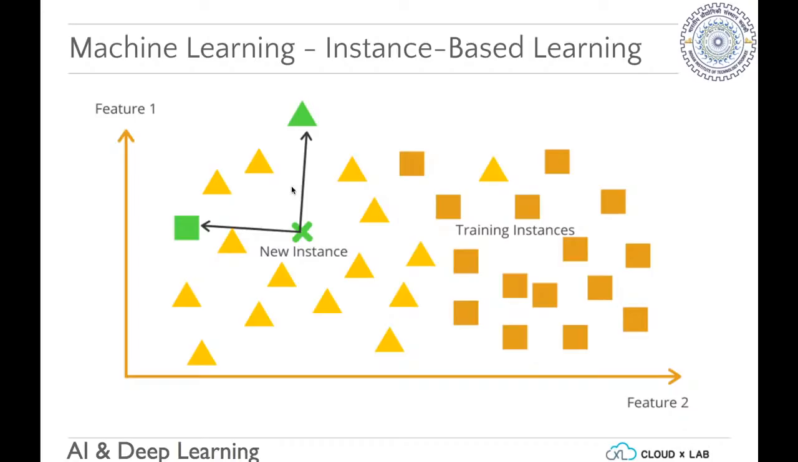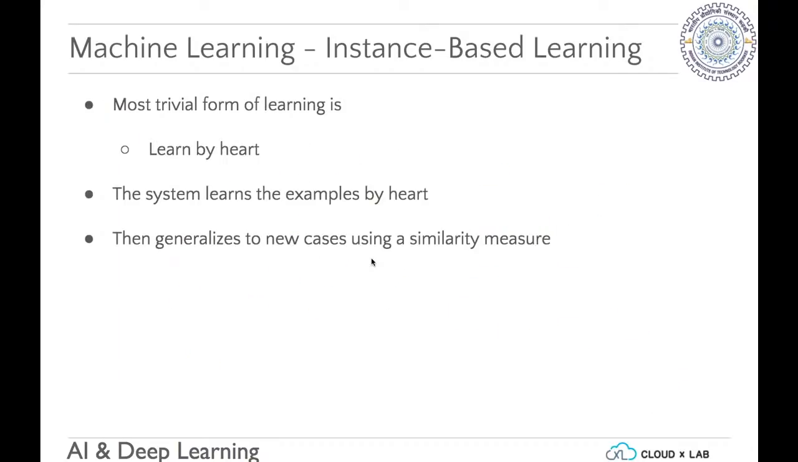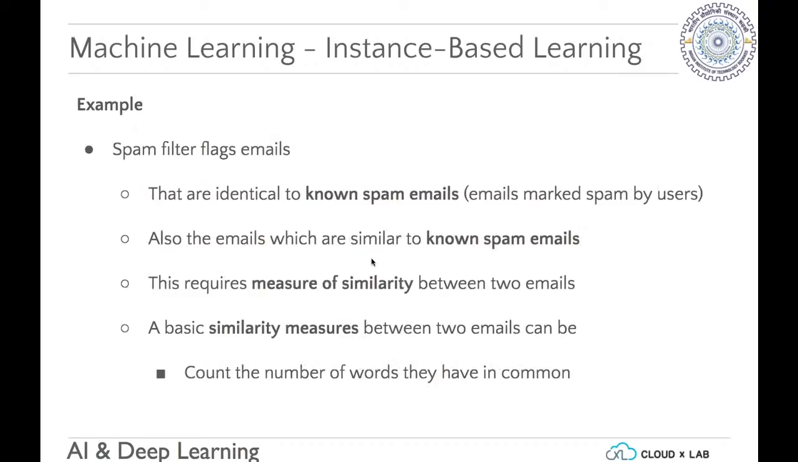We put a point here, so we say that okay, this is near to a triangle, all the things that are around are triangles, while the squares are way away, therefore everything here is going to be a triangle, not a square, right? And that's called instance-based.